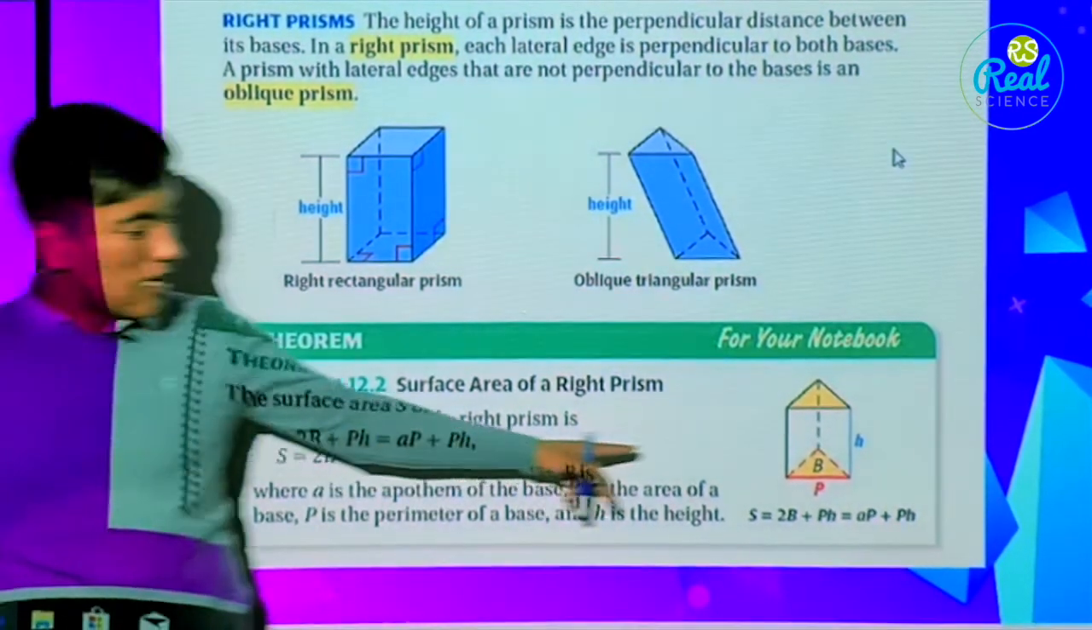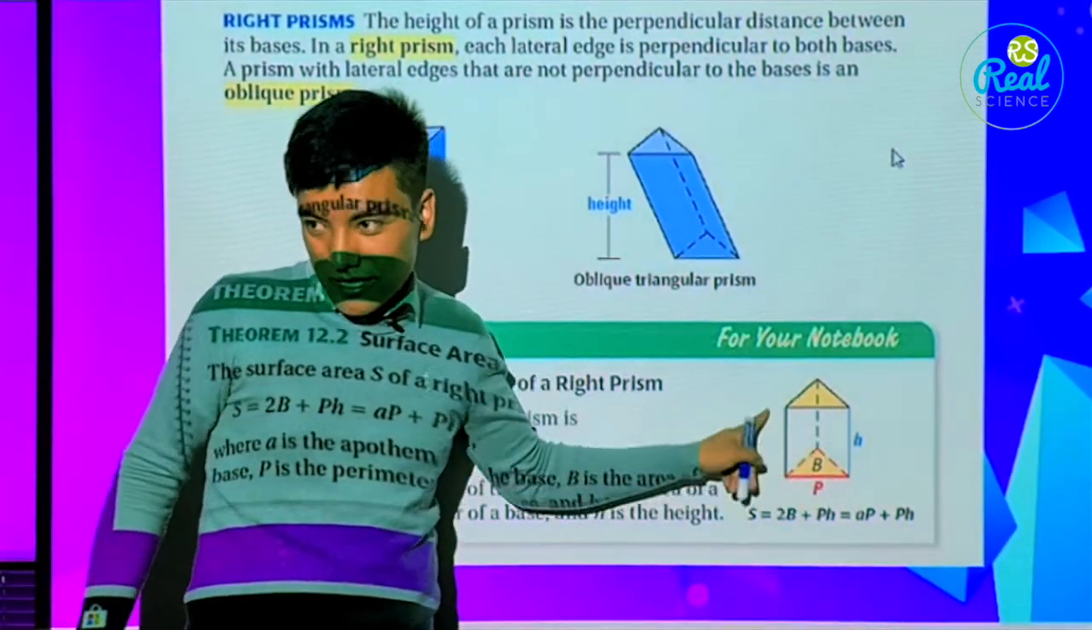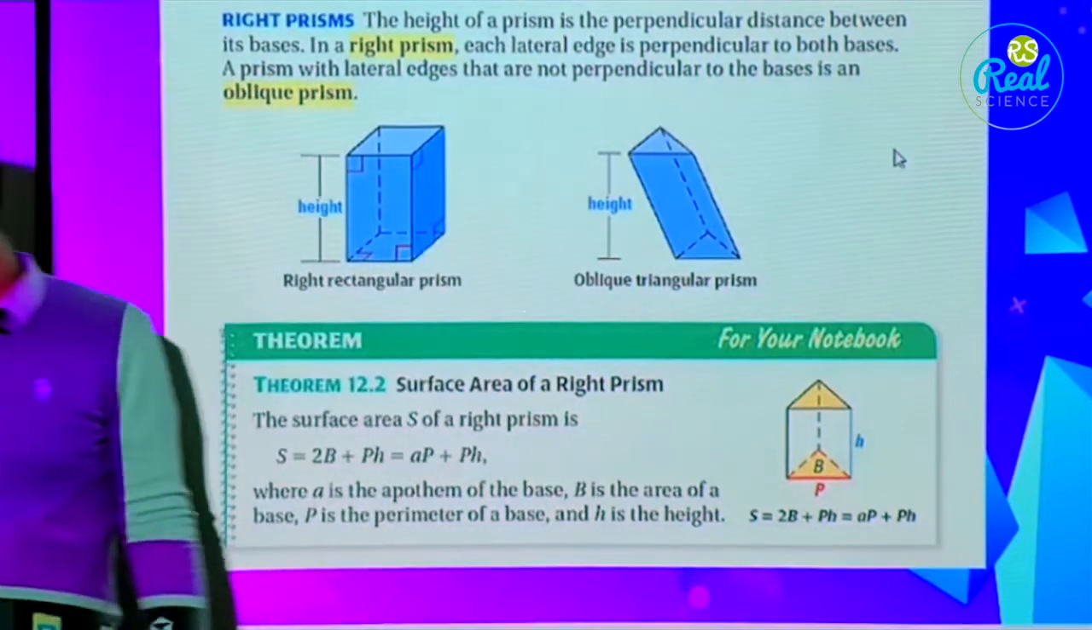But for prism, it's the same. What is the height of this face? The same as this side. Okay.